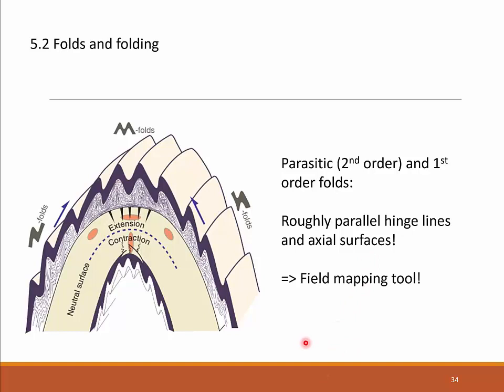Here we see a cartoon that shows parasitic second order folds and the corresponding first order fold in 3 dimensions. We see Z-shaped parasitic folds on the one limb, the S-shaped parasitic folds on the other limb, and M/W folds in the hinge zone. We also see that the hinge lines and the axial surfaces of the smaller scale parasitic folds are roughly parallel to the axial surface and the hinge line of the larger scale first order fold. We are going to see in a moment how we can use this as a tool during field mapping.